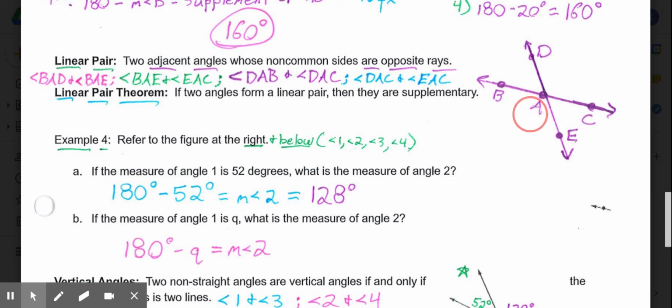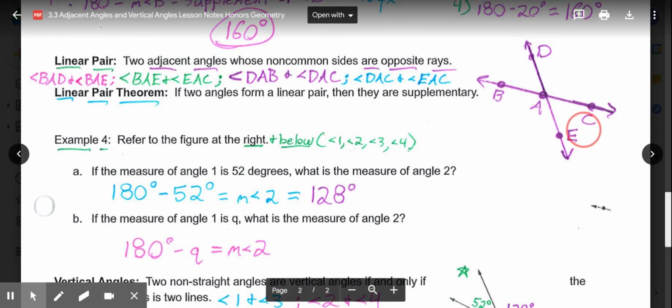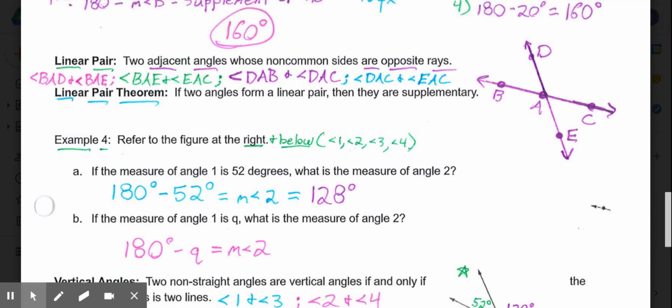BAE is also a linear pair with EAC, because BAE plus EAC make a 180-degree straight line here with opposite rays AB and AC. Keep doing that, and we have two other pairs, DAB and DAC, as well as DAC and EAC. And then we have the linear pair theorem that simply states if two angles form a linear pair, then they are supplementary, meaning their measures added together equal 180 degrees.